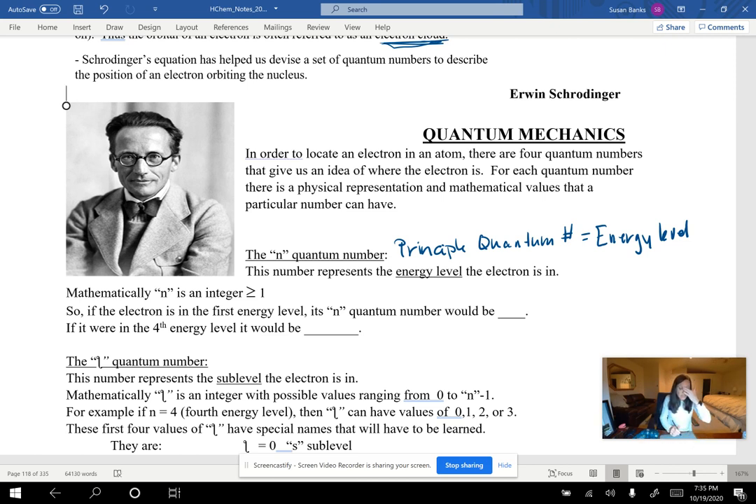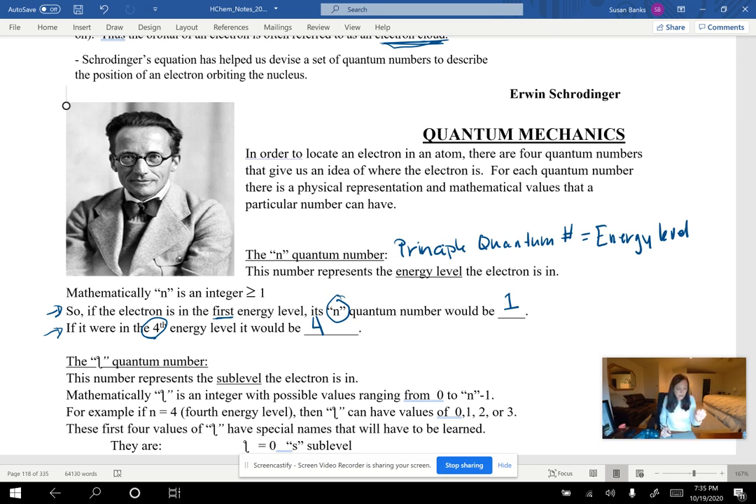Now, mathematically, n is always an integer. It's greater than or equal to 1. So if it's an integer greater than or equal to 1, we can have 1, 2, 3, 4, 5, and so on. So if the electron here is in the first energy level, that means n is going to be 1. If the electron's in the fourth energy level, that n number will be 4. So it's just energy levels.